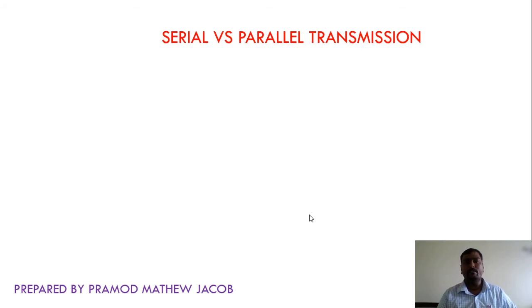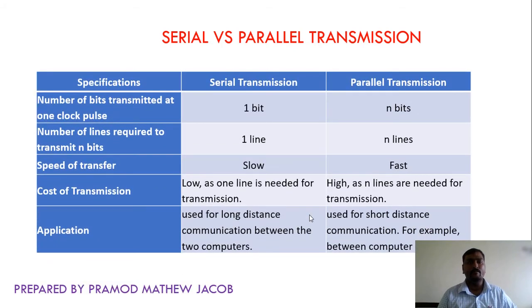Next, let's see the difference between serial and parallel transmission. The number of bits transmitted at one clock pulse in serial transmission is 1 bit, whereas in parallel transmission it is n bits. The number of lines required to transmit n bits in serial transmission is 1 line or 1 wire, whereas in parallel transmission we have to use n lines for transmitting n bits. The speed of transfer is slow in serial transmission as one bit is transferred at a time, whereas in parallel transmission the speed is fast as all the bits are transmitted at the same time.